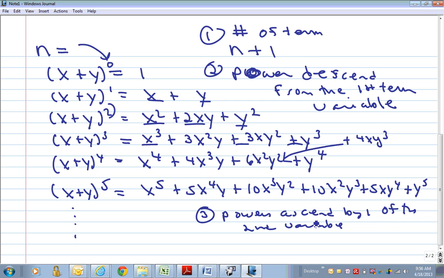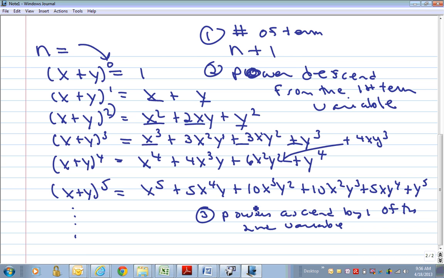All right, the next thing is that the sum of the powers for each term equals n. Look, the sum of the powers for each term, not the total, but each term. So this is 2. Look, this is a power of 1, and this is a power of 1, which is 2, and that exponent is 2. This is 3. 2 and a power of 1 is 3. 1 and a power of 2 is 3, and that's 3. They all add up to 3.